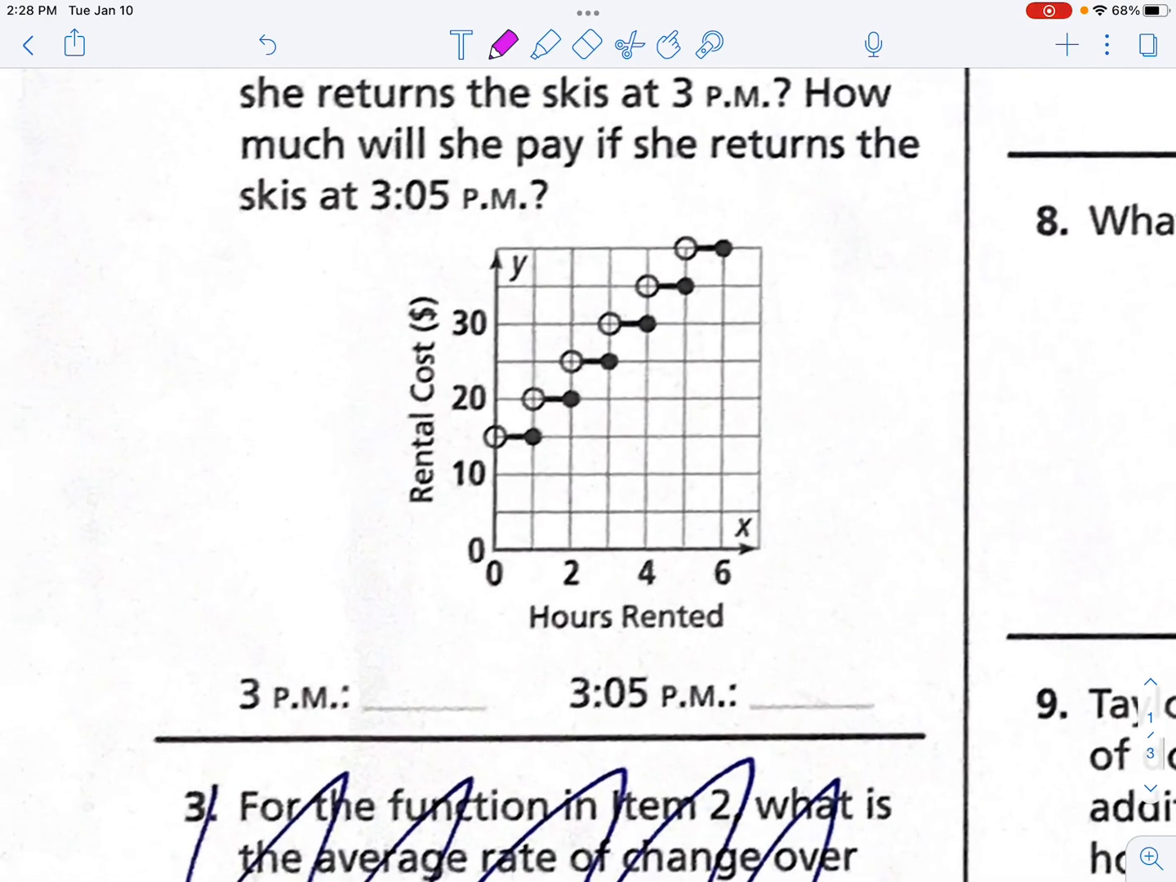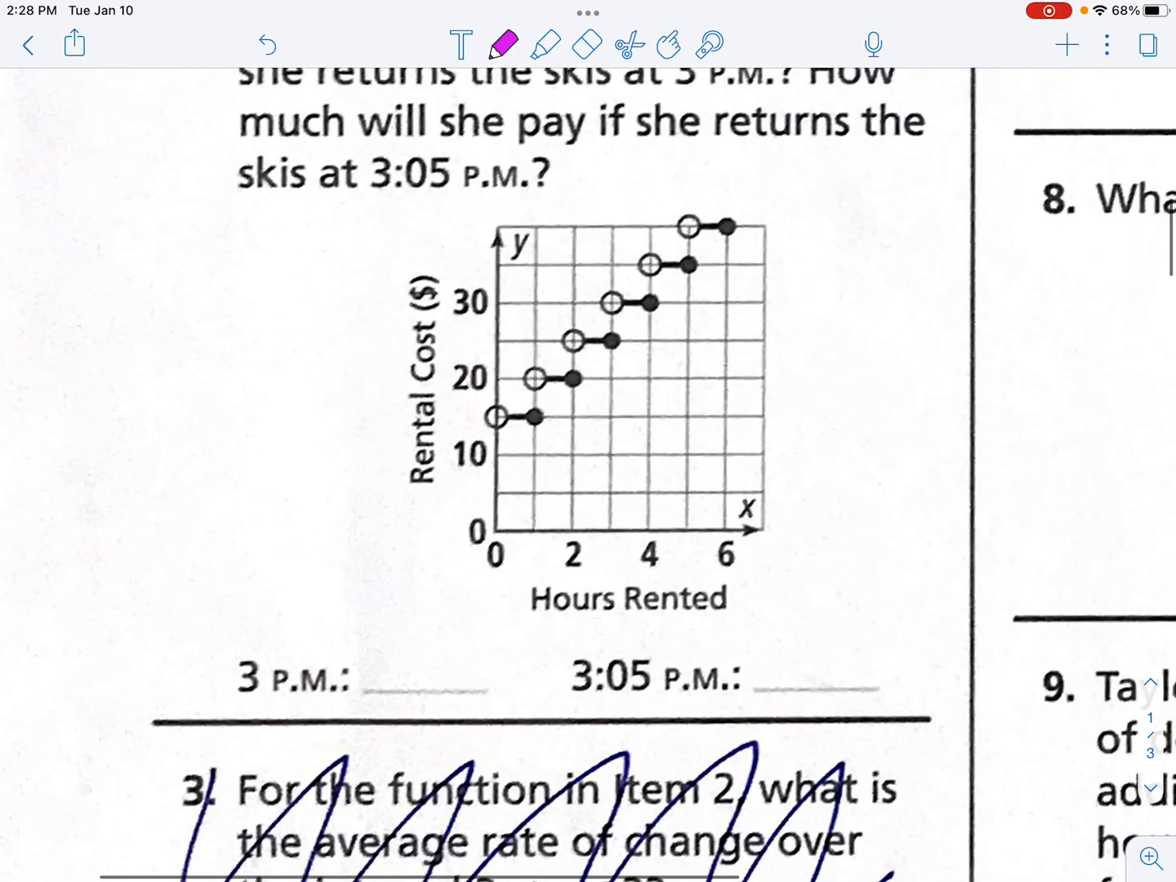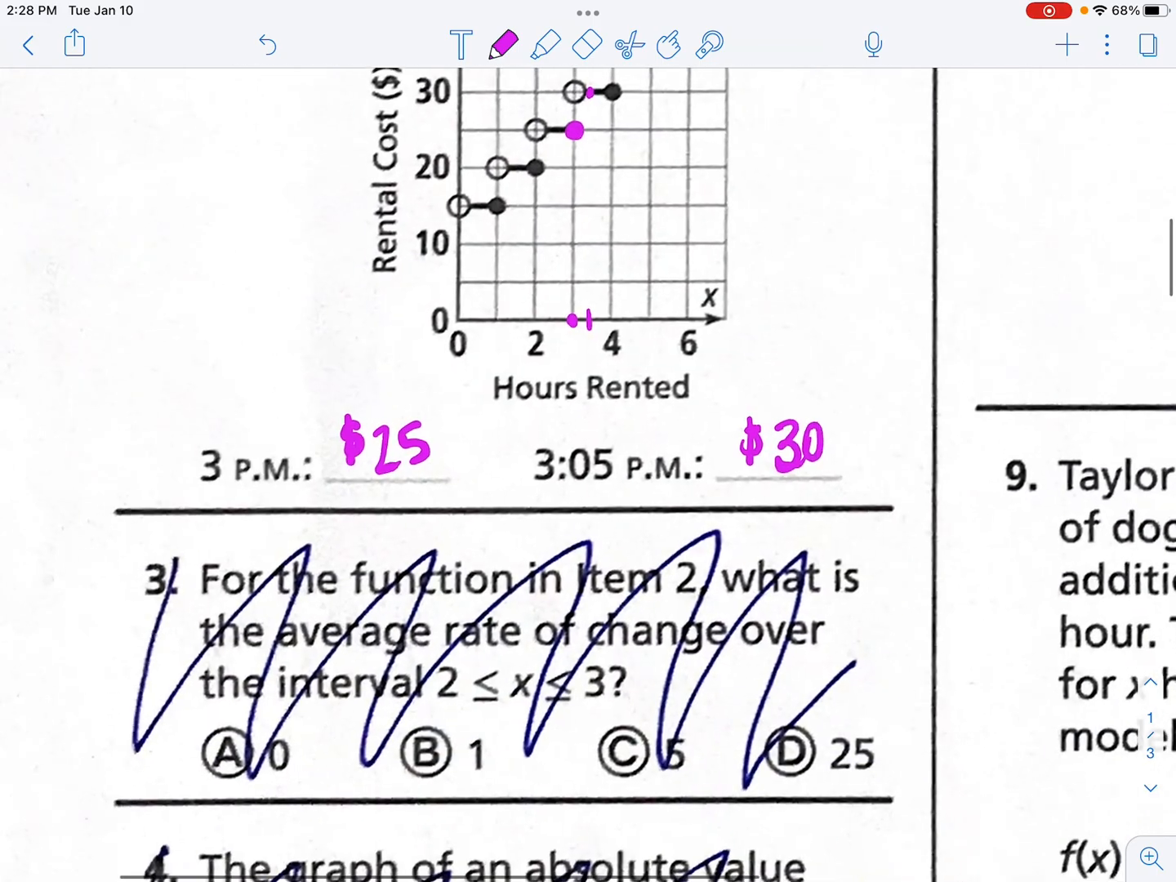Let me make it a little bit bigger here. So at 3 p.m., that would be right here, right? Right here, and we can see there that since that's a closed circle, she would pay $25. But it looks like that's the threshold, because after 3 p.m., so 3:05 would literally be right after 3 o'clock, we can see that the price goes up $5, so that would be somewhere right here just after 3. And so the cost would be $30. The applications of the step function we talked about.